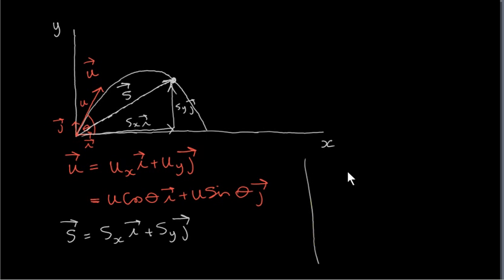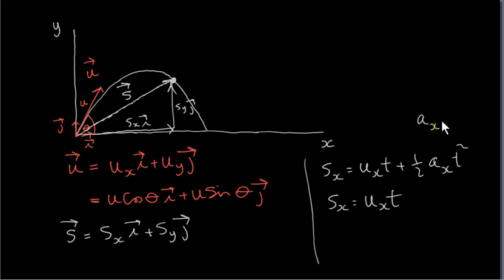Now, we saw in the previous video that S sub x is ux times t plus a half ax times t squared. We covered this formula in linear motion with constant acceleration. We have constant acceleration in the x direction, but the ax is actually 0. So S sub x equals ux times t. We saw that ax is 0 in the last video because the force on the particle in the x direction is 0. So if there's no force in a particular direction, it means there is no acceleration in that direction. So the x component of the particle's acceleration is 0.